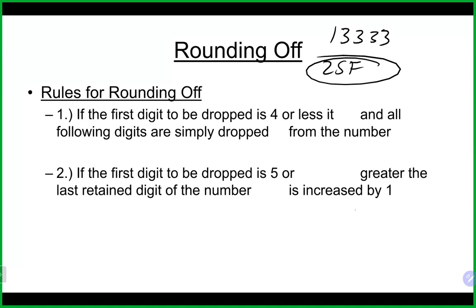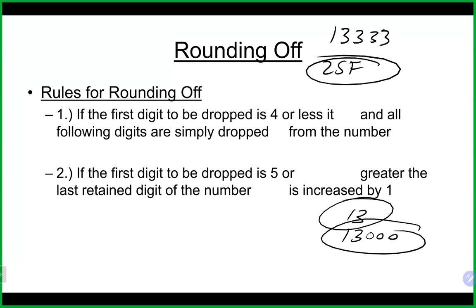Should it be 13? Should it be 13,000? This has how many significant figures? 2. This one has 2. They both have 2, actually. Yeah. Is there a difference in those numbers? There is, right? If I owed you, for example, $13,333, and I said, no problem, here's 2 significant figures, here's my $13. You're probably not going to be very happy with me, right?